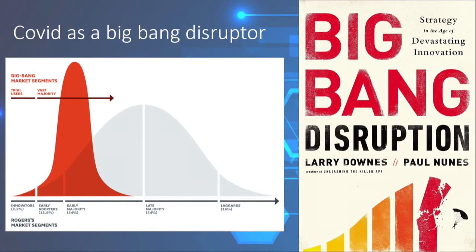So there's a fine book published by Larry Downs and Paul Nunes a couple of years ago called Big Bang Disruption. And this talks about the normal adoption cycle of a product or service being significantly compressed and the adoption happening as a big bang. And I believe we've witnessed this quite a few times now in the HSE, where programs normally would have taken 2 to 5 years. We were actually able to implement them in a matter of 3 to 4 weeks. So if we go to the next slide, please.